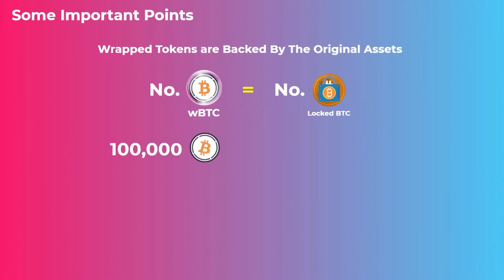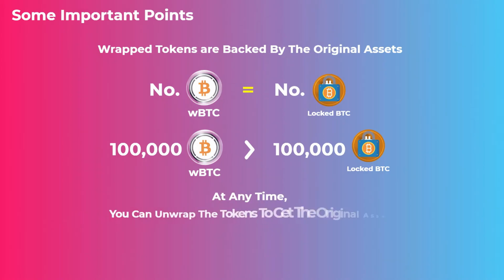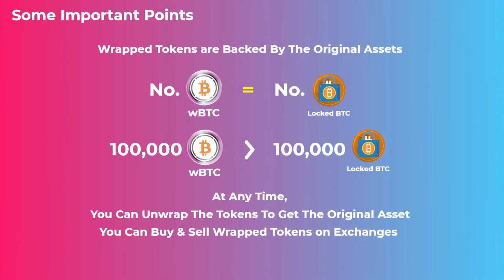So, if there are 100,000 wrapped Bitcoins, then the custodian has 100,000 Bitcoins locked up. So, at any time, you can go unwrap one wrapped Bitcoin to get one original Bitcoin from the merchant. Also, you can buy and sell wrapped tokens on exchanges like any other tokens, so keep that in mind.